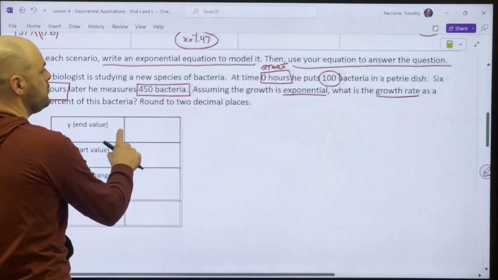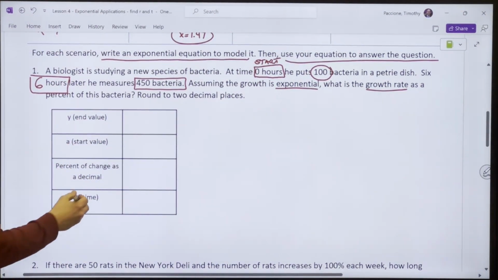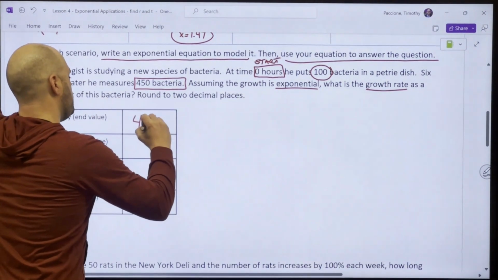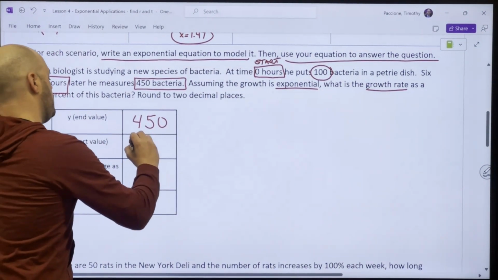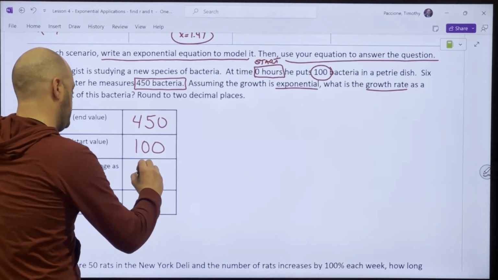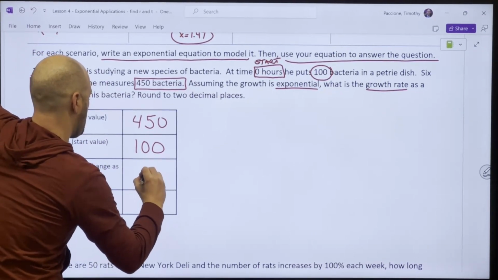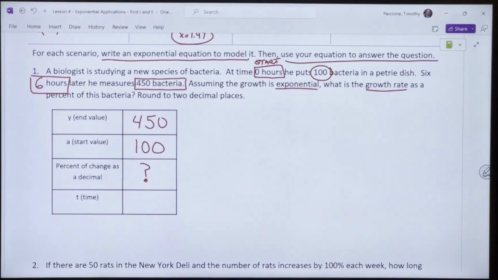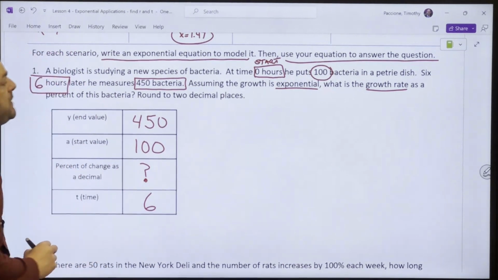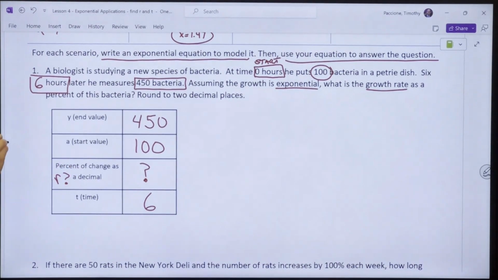Okay, so let's think about what we know here. Do we know the end value? Do we know how much we end up with? What is that? 450. Do we know what we started with? 100. Do we know the percent change? No. Do we know the time that went by? 6. Okay, now because they asked for the percent change, not the multiplier, the percent change, we're dealing with R here. It's not even asking for B, it's asking for our R. Sometimes they ask for one, sometimes they ask for the other, right?